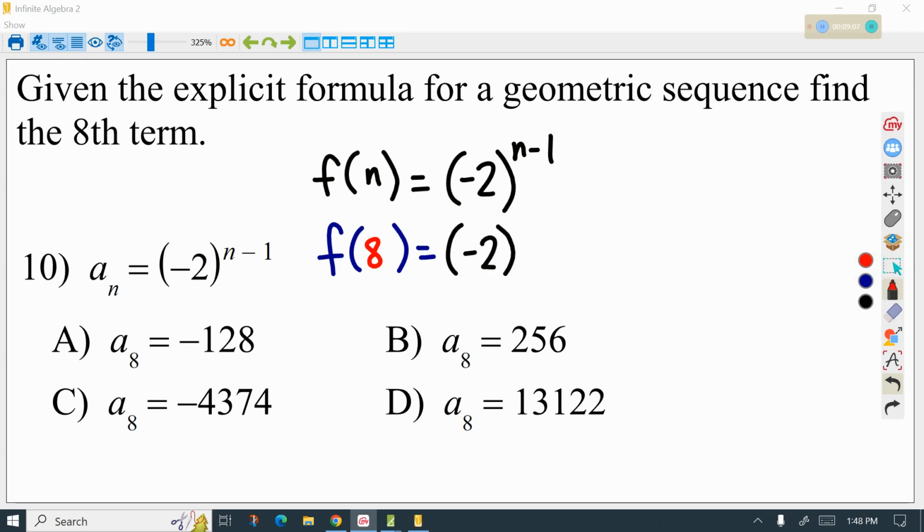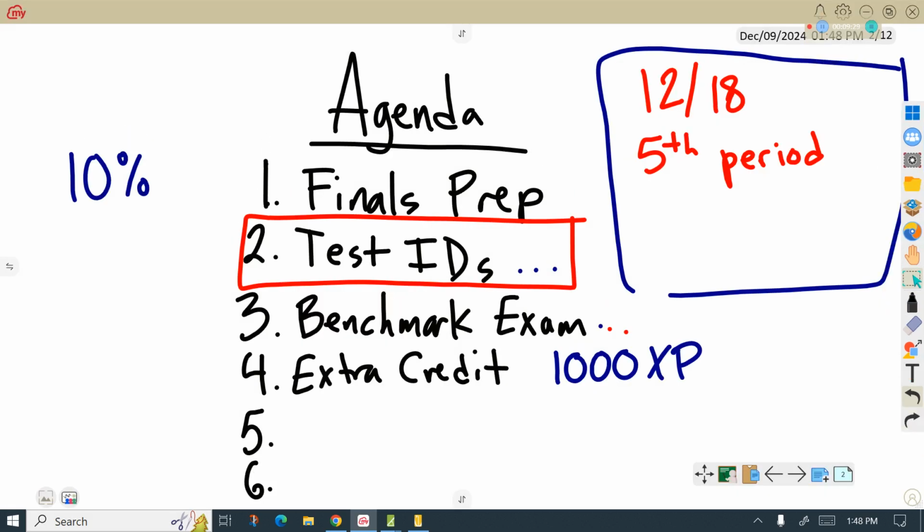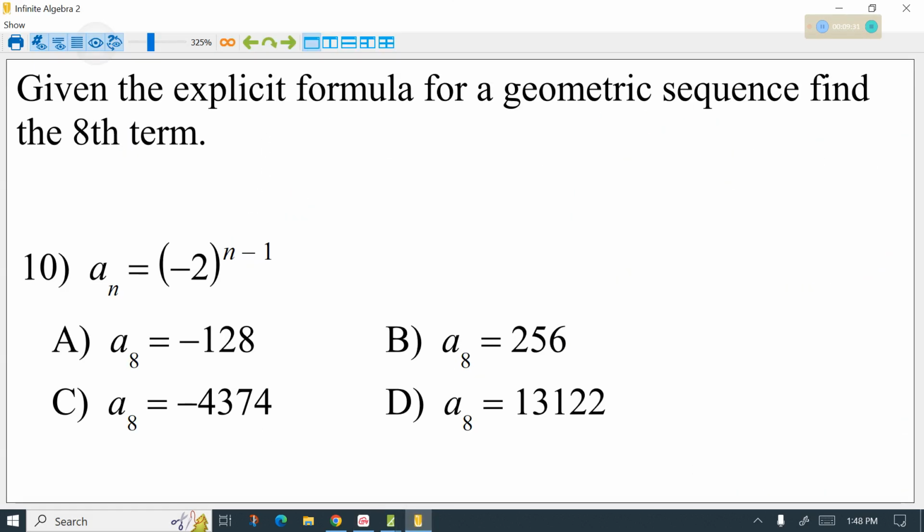So the n is now going to be 8 minus 1 instead of n minus 1. Okay? So notice the only thing that changes is now that we got 8 minus 1 is 7. So negative 2 to the 7, if we calculate this, we should be able to use a calculator and do this correctly. You should get a negative value. And if you look through these, you will find your answer of negative 128.